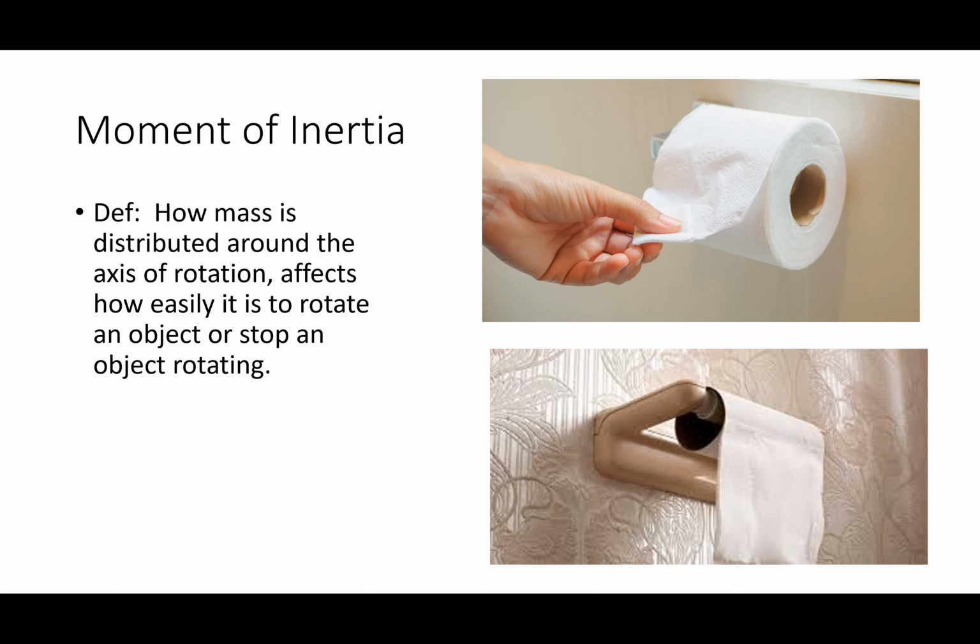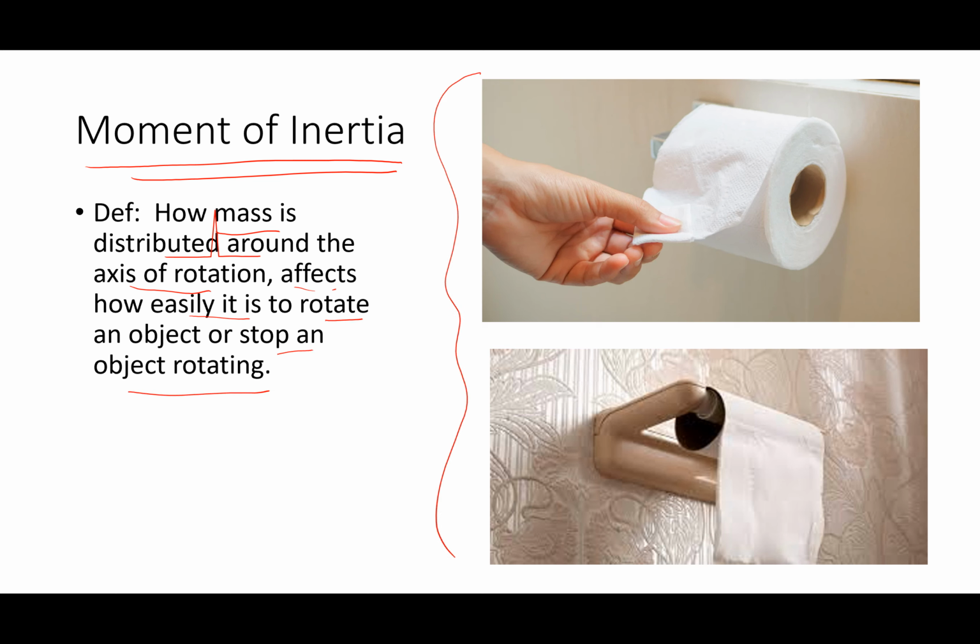Hi, folks. This time we are going to talk a little bit about moment of inertia and angular momentum. But let's talk originally about moment of inertia. Moment of inertia is how the mass is distributed around the axis of rotation and how this affects how easy it is to rotate an object or stop the object from rotating.